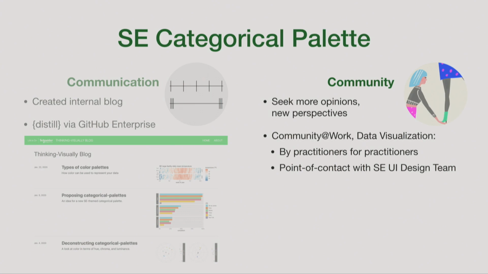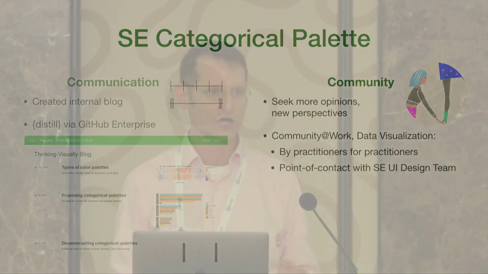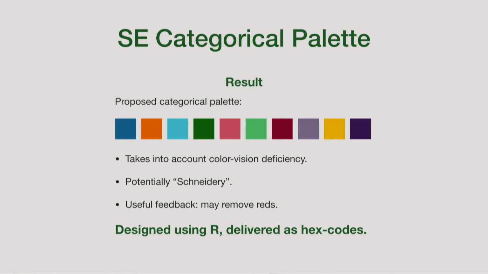And we also hope that this can be a useful point of contact with the UI design team. So if we come up with recommendations that we hope all of these different business units can use, at least we've had a chance to discuss them amongst ourselves. First of all, we'll get better ideas, and hopefully this helps to facilitate adoption of the ideas. So our result is, this is our first proposal here, and this takes into account color vision deficiency. It's potentially Schneidery.